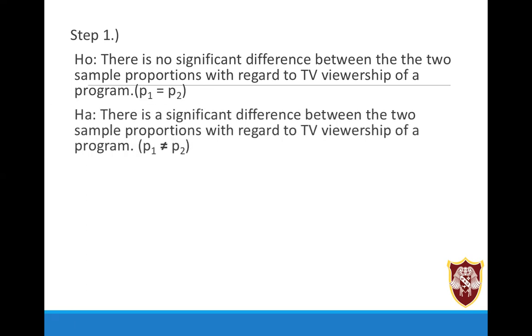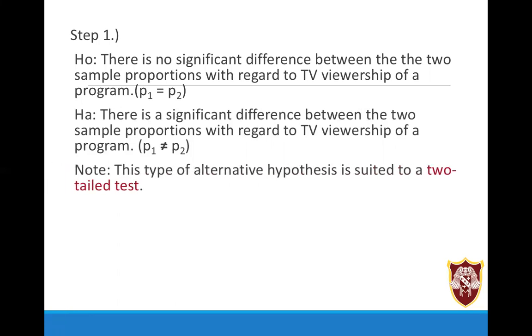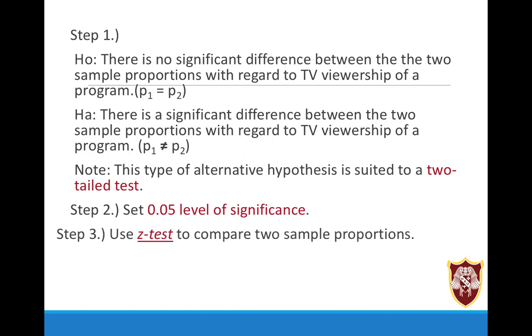And then for our alternative hypothesis, we say that there is a significant difference between the two sample proportions with regard to TV viewership of a program. So in symbols, p1 is not equal to p2. So again, since we use the not equal symbol, this means that we have to perform a two-tailed test. The level of significance is set at 0.05.